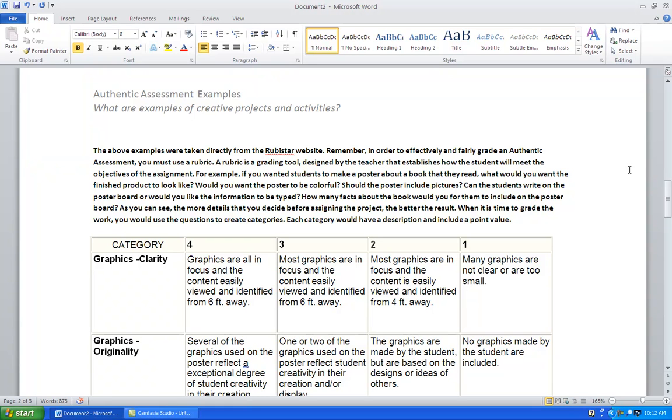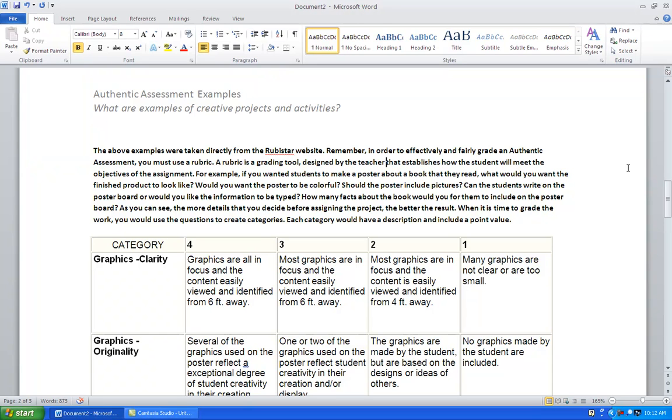So for example, on the screen you can see, if you wanted students to make a poster about a book that they read, what would you want the finished product to look like? So when you sit down and think about, okay, I want students to make a poster, close your eyes and seriously think about, what do you want that poster to look like? In your mind, what should it look like?